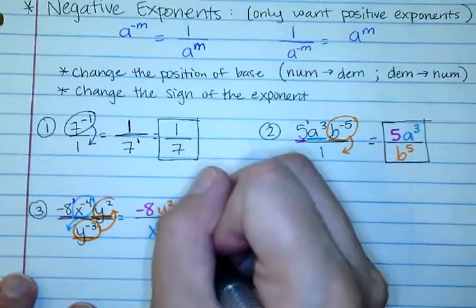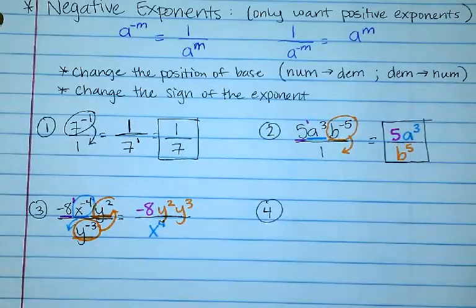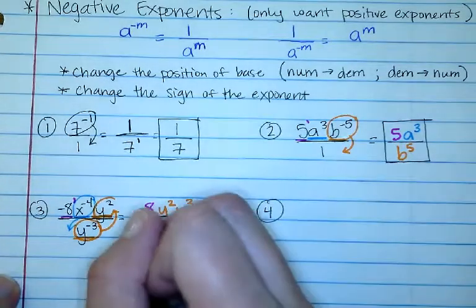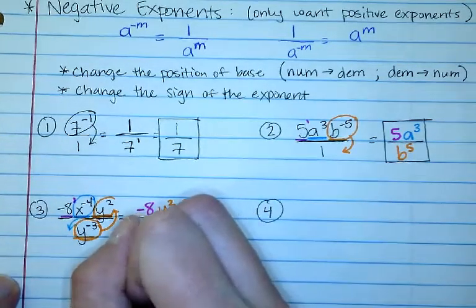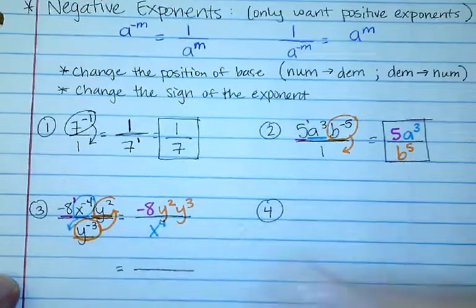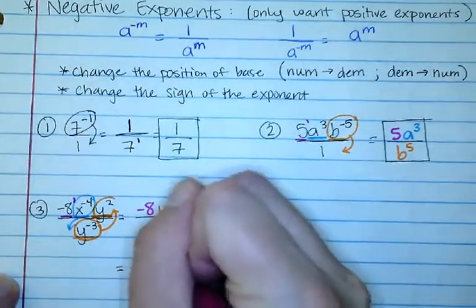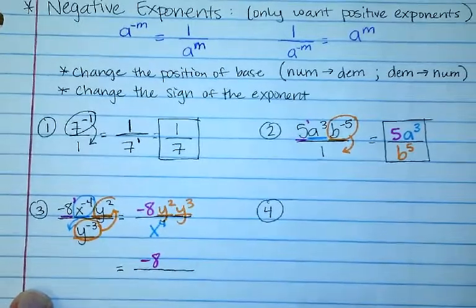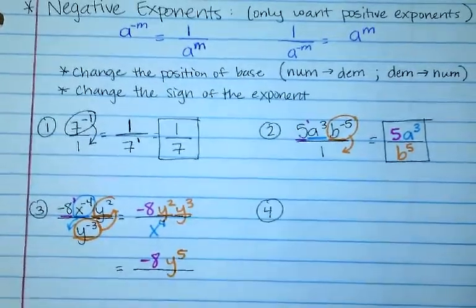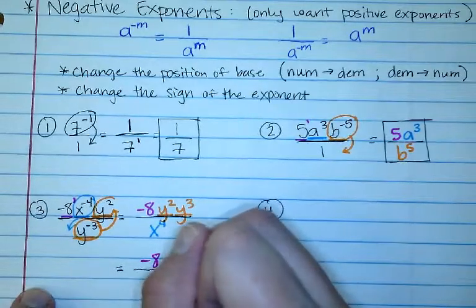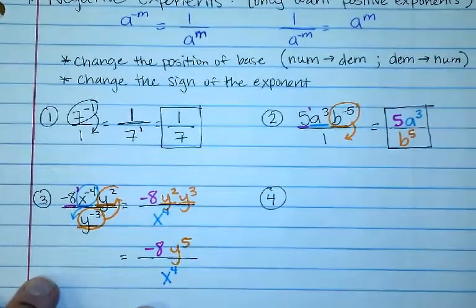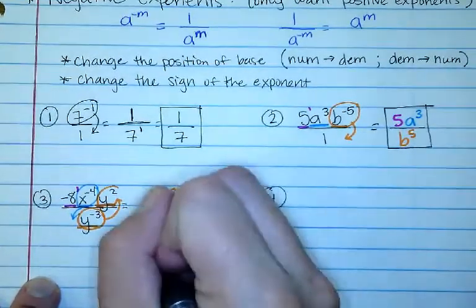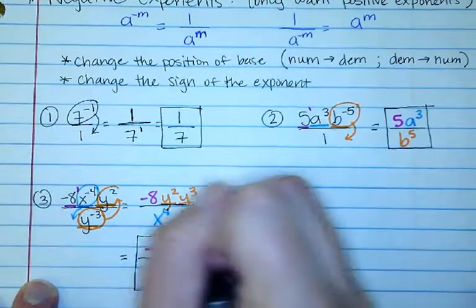So now we've rewritten it as negative 8 y squared y cubed over x to the 4th. Can we simplify this? We certainly can. This is going to be negative 8. And what are we going to do to our y's? Y squared and y cubed is going to become y to the 5th. And my x to the 4th just remains down here in the denominator, because we don't have to simplify anything else. So this right here is how we simplify those.